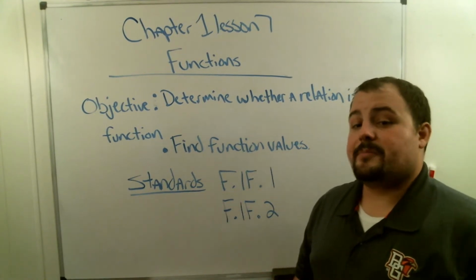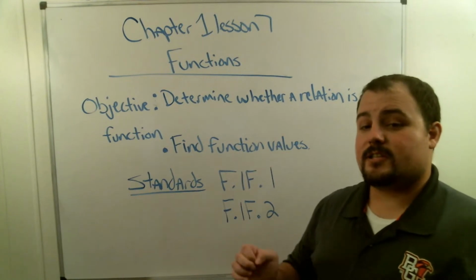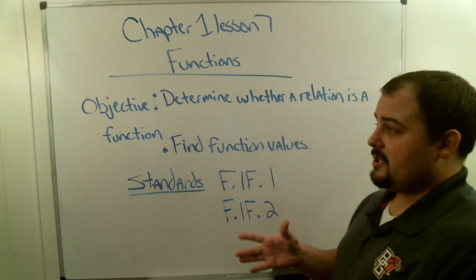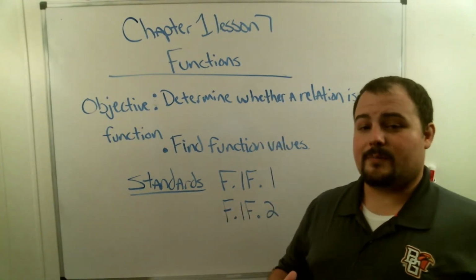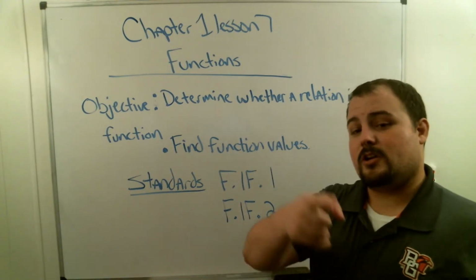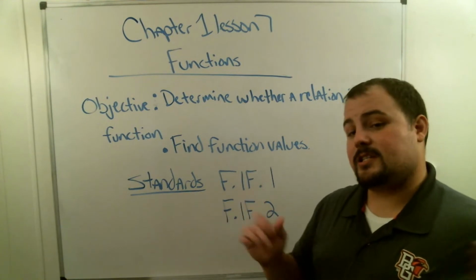Now we're on chapter 1, lesson 7. In Chapter 1, Lesson 7, it's going to be a little bit faster than 6 was. This one's going to be all about something called functions. Our objective is to determine whether or not a relation is a function. So why I'm combining these together is we just learned what relations were. That's where you pair an x value with a y value. Now we're going to determine whether or not a function exists between them.